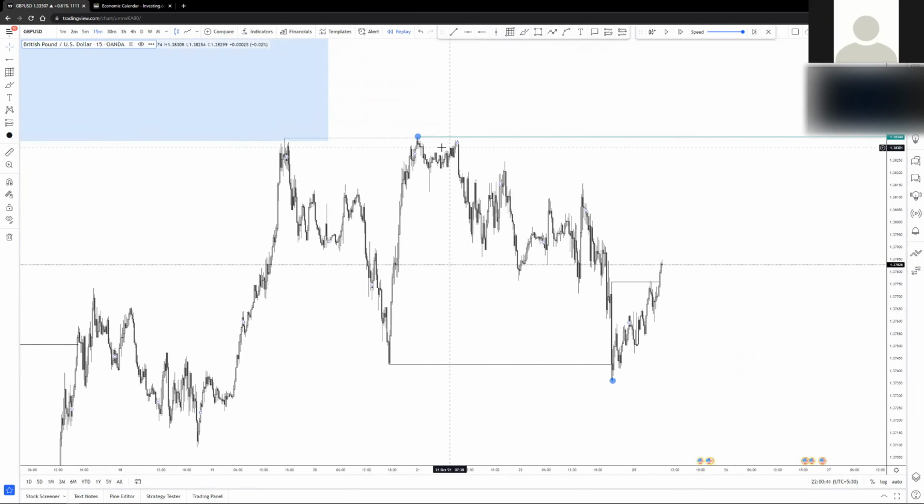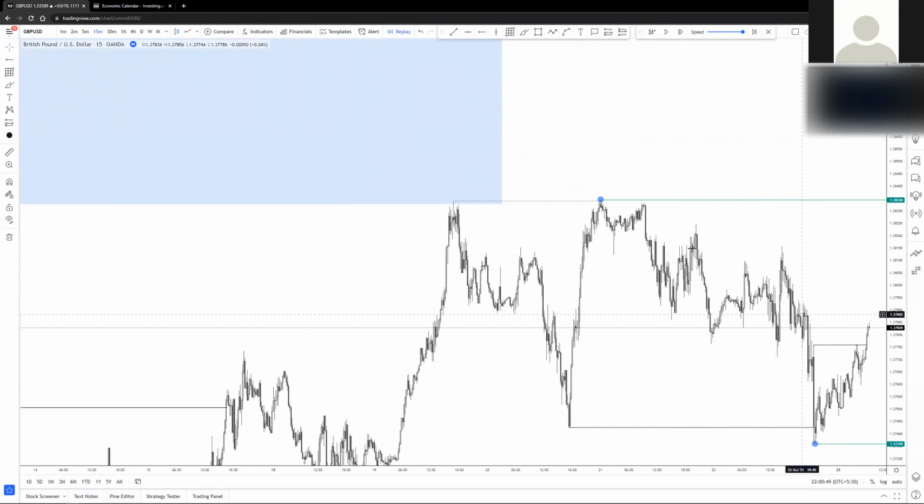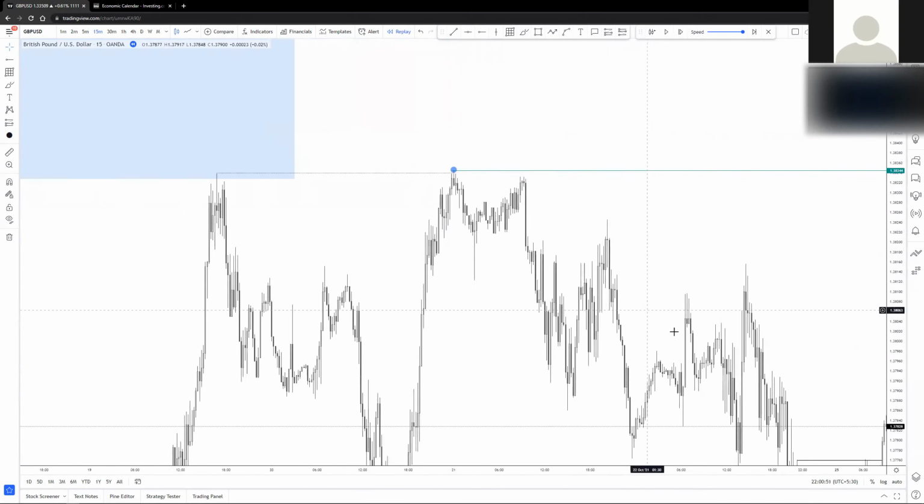Then you know what to do: discount and premium, internal range. Look for the POI above that. Now, look at this. You could have traded all of these moves. You don't even have to use the lower time frames.